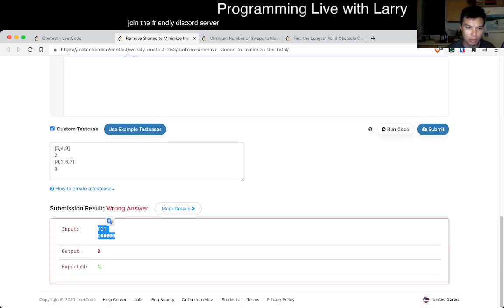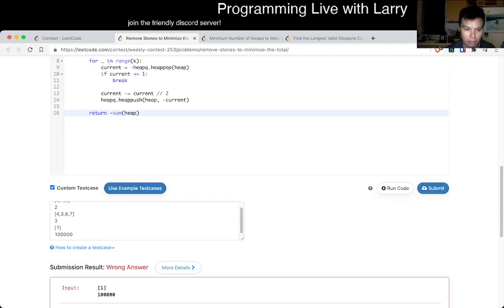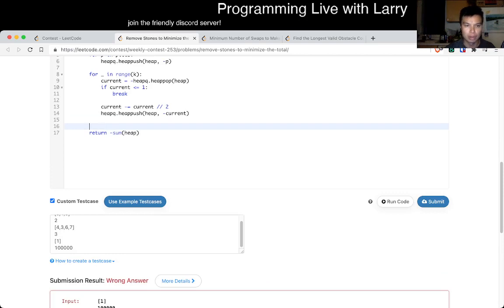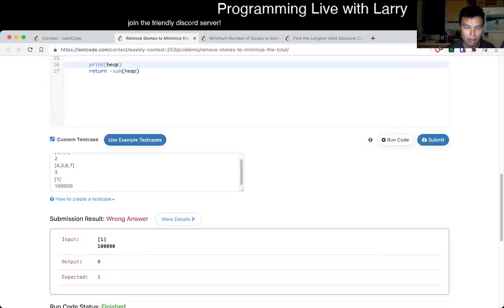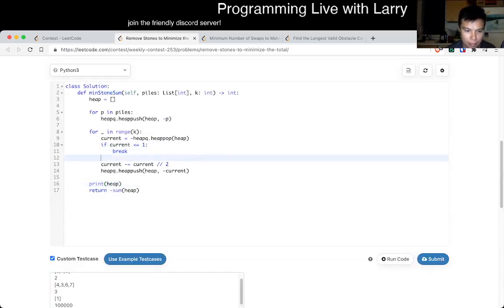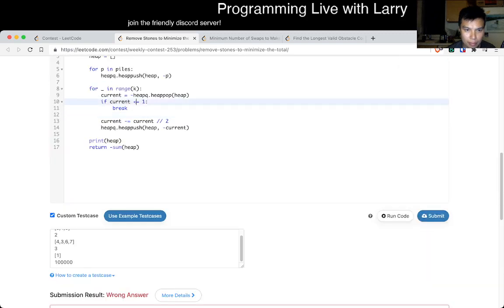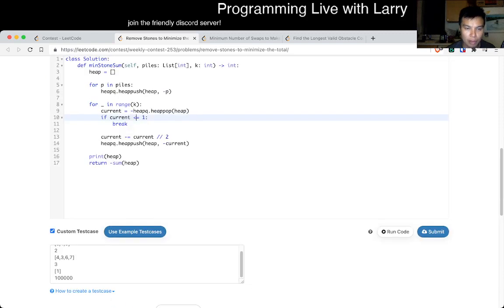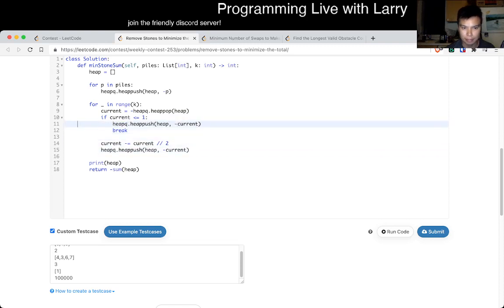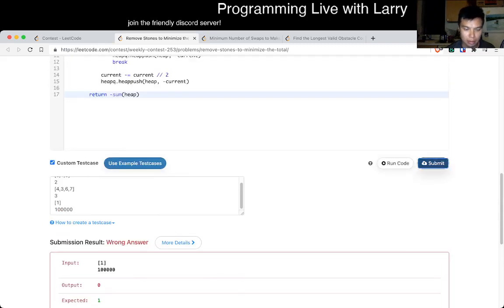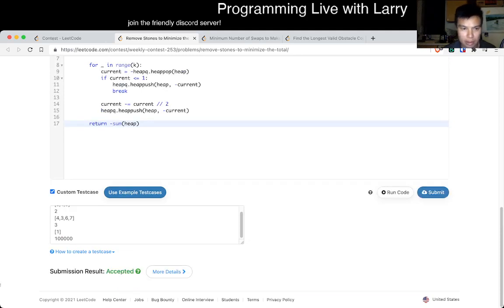Oof, rushed it. Huh? Wait, why is that wrong? Did I do something wrong? Oh, wait, what? Oh, whoops. I do not push this back. I am an idiot. Silly mistake. What a silly mistake. Okay.